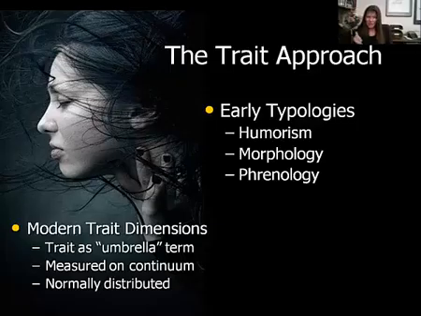Now, the trait approach, sometimes students think this is just going to focus on the type of traits we talked about earlier on. We mentioned there were more than 4,000 of them in the English language, things like shy, cruel, trustworthy, and so forth, right? With the trait approach, the term trait is used as more of an umbrella term. What I mean is it encompasses more than how you usually think of the term trait.